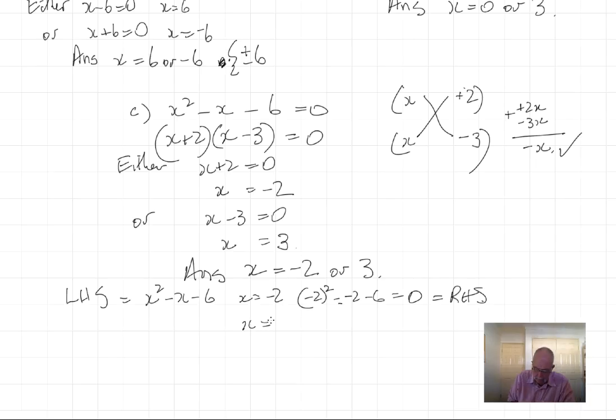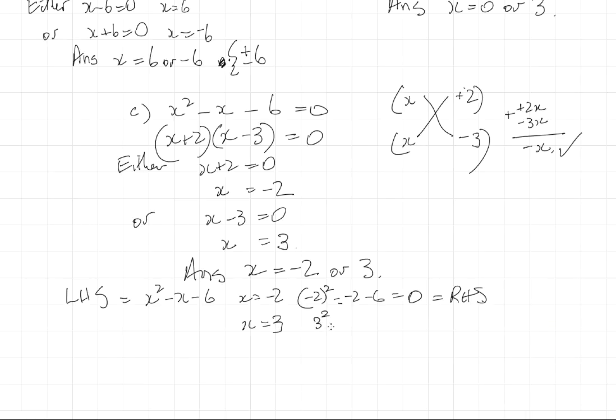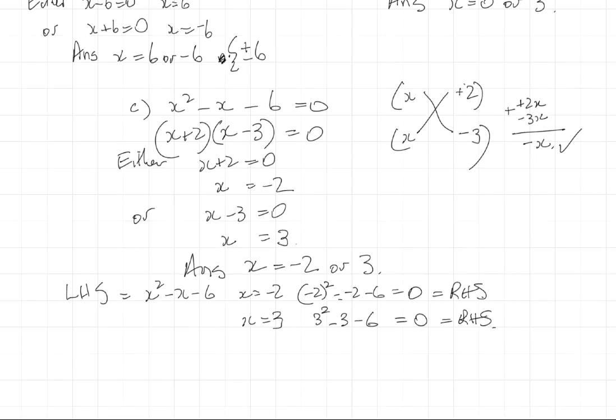X equals, what was the other one? 3. So we got 3 squared minus 3 minus 6. 3 3s are 9. Take 3 from 9, you get 6. 6 minus 6 is equal to 0. So both of those are indeed solutions. So that's how to solve quadratics.